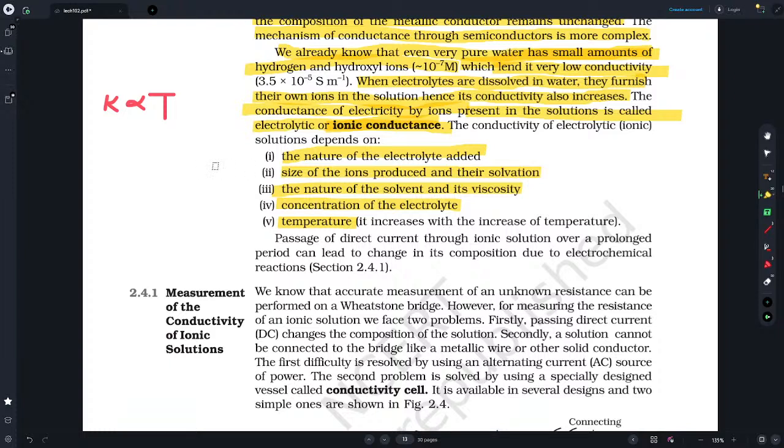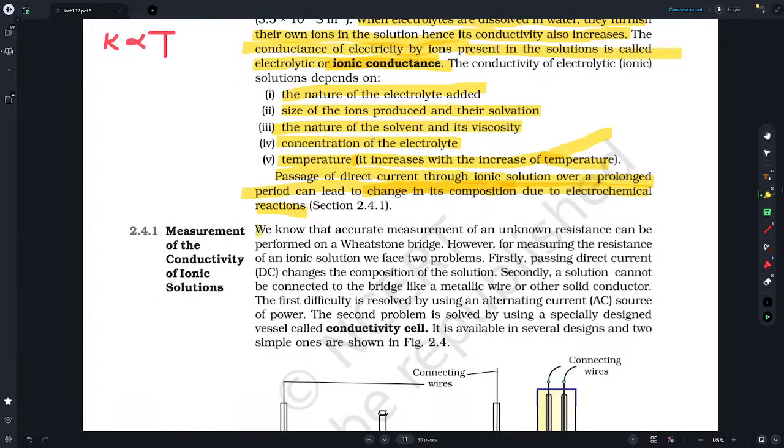The problem we face in ionic conductors is that passage of direct current through the ionic solution for a prolonged period can lead to changes in the composition due to electrochemical reactions. In electrochemical cells, we saw electrolytic cells, which utilize energy to undergo non-spontaneous reactions. As such, instead of passing the electricity like metals do, when we pass direct current, these solutions will undergo non-spontaneous reactions. This will lead to a change in the composition of the solution.